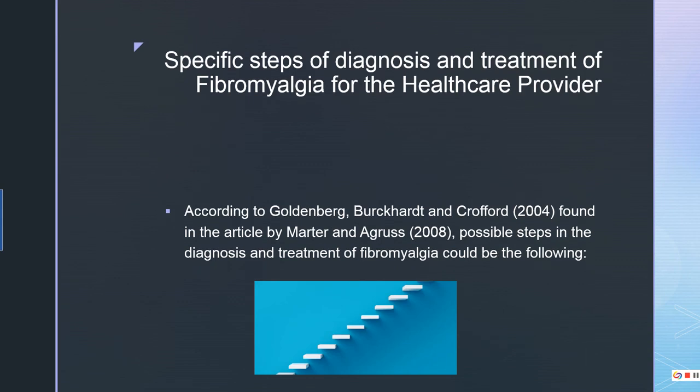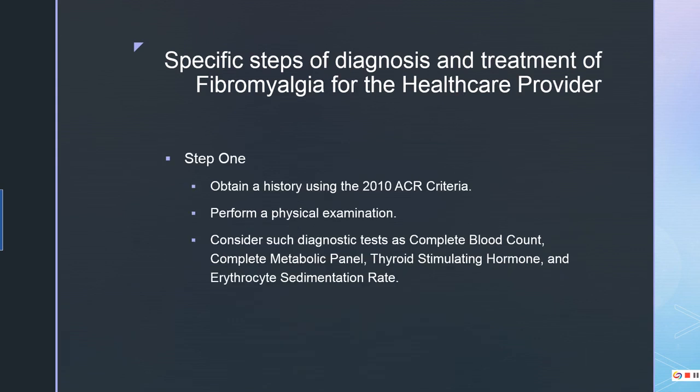According to Goldenberg, Burkhardt, and Crawford, found in the article by Martyr and Agris, possible steps in the diagnosis and treatment of fibromyalgia could be the following. Step 1. Obtain a history using the 2010 ACR criteria. Perform a physical examination. Consider such diagnostic tests as complete blood count, complete metabolic panel, thyroid stimulating hormone, and erythrocyte sedimentation rate.